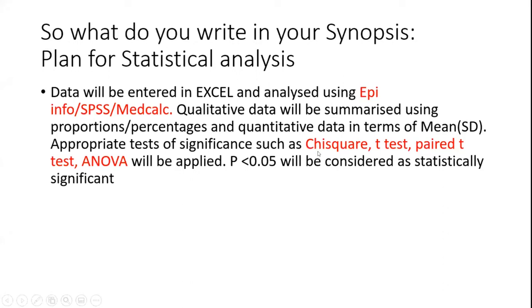Appropriate test of significance such as chi-square, t-test, paired t-test, ANOVA, depends upon what is applicable to you. No, don't write all of them. Write what is applicable to you. And you will say that p less than 0.05 will be considered as statistically significant. So this is what you're going to write in your synopsis. Next.